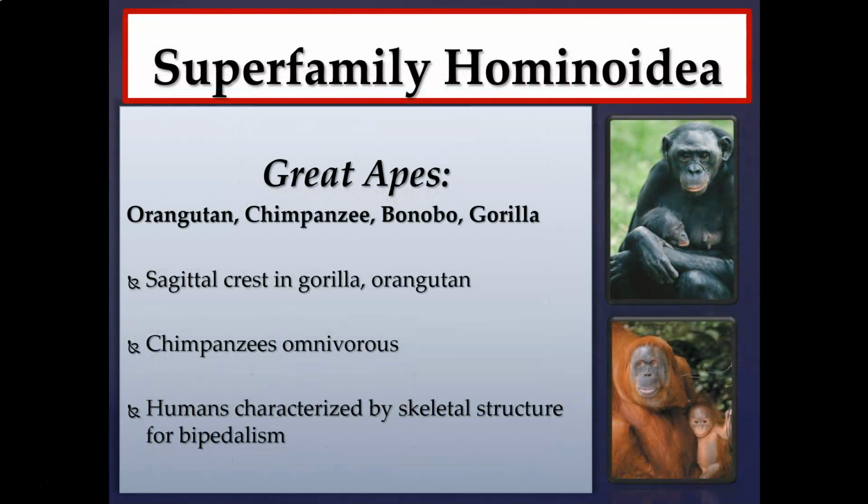All right, the great apes, the 4 big ones: orangutans, chimpanzees, bonobos, and gorillas. Some of the unique features that you see in the greater apes is a feature called the sagittal crest in male gorillas and orangutans. I'll show you a picture of this here in a moment. And chimpanzees, along with humans, eat a diet that we call omnivorous, meaning that they eat a wide variety of foliage, fruits, insects, nuts, and a little bit of meat. And humans are unique because they are characterized by a skeletal structure that allows for effective bipedal locomotion. And again, more to come on that in future chapters.